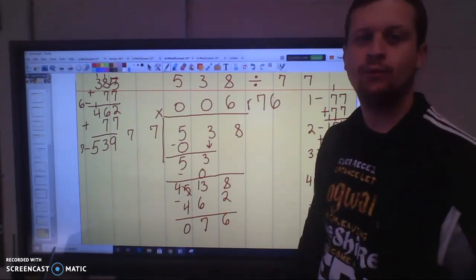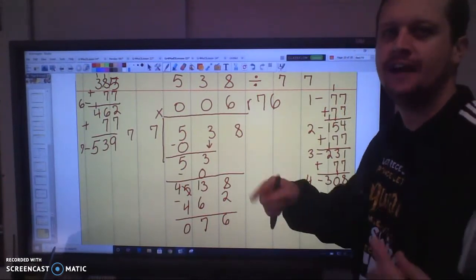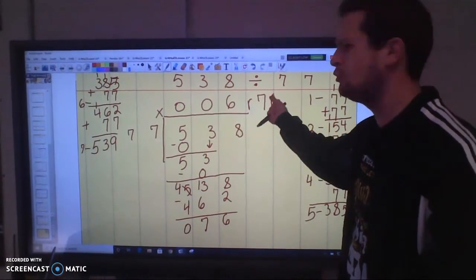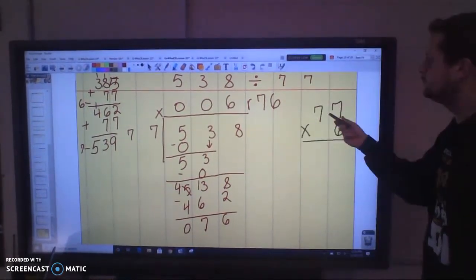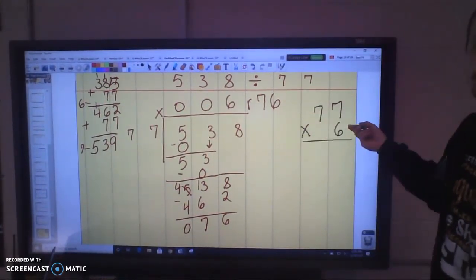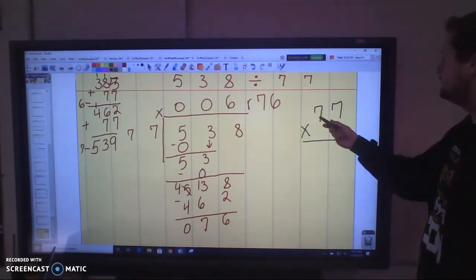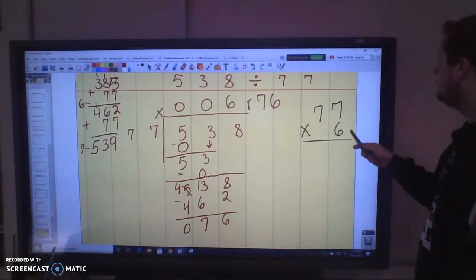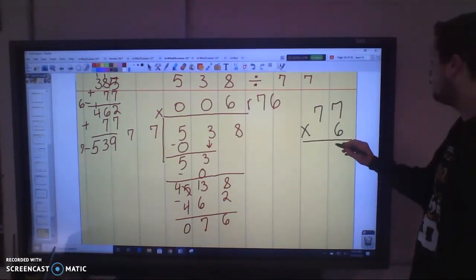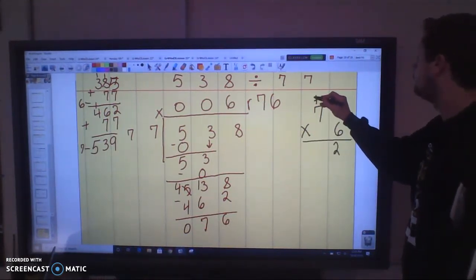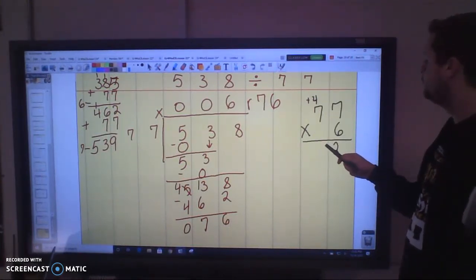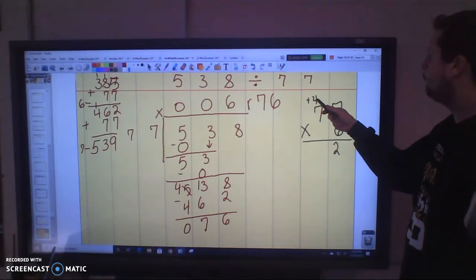Let's check that real quick by doing 77 times 6 and then adding our remainder. Oh, so close. All right, so here's our 77, putting the bigger number on top, because this one has 2 digits. This only has 1. 6 times 7 is 42. Here's the 4. 6 times 7 is 42. 43, 44, 45, 46.